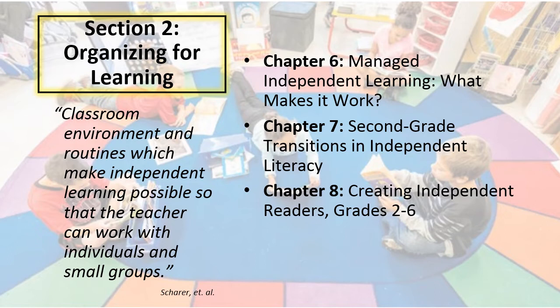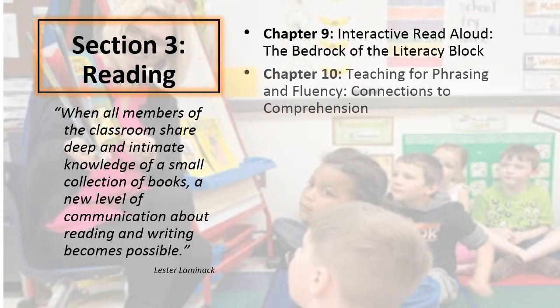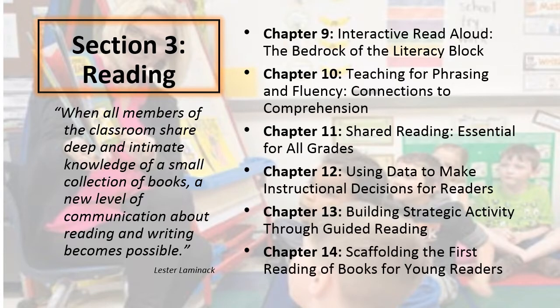The 3 chapters offer practical and theory-based methods for kindergarten through 6th grade. There are 6 chapters in Section 3 that describe multiple contexts for reading in the Comprehensive Literacy Framework. The chapters in the reading section of the text discuss whole group instruction in chapters 9, 10, and 11. These chapters focus on interactive read aloud and shared reading as highly supportive instructional contexts for thinking like readers. In addition, chapters 12 through 14 integrate how to use data to build strategic activity in other parts of the instructional framework, including guided reading and independent reading.